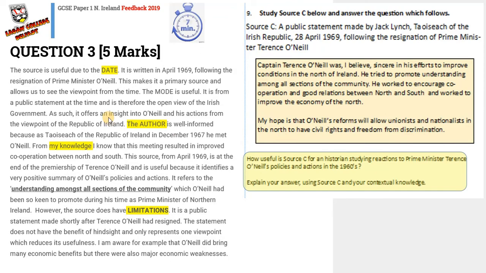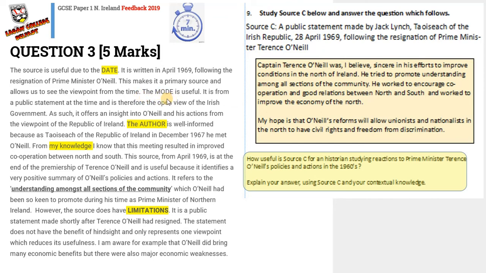Well, this is what I would have here. First of all, put CADOL down somewhere. I usually put it right above my answer, in big letters. The source is useful due to the date. That's your D out of the CADOL. It is written in April 1969, to be exact the 20th of April 1969. Why is that useful? Because it follows the resignation of Prime Minister Terence O'Neill. It's definitely highly useful. This makes it a primary source and allows us to see the viewpoint from the time.